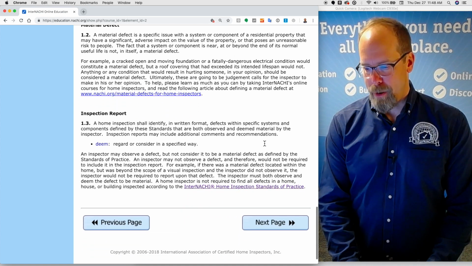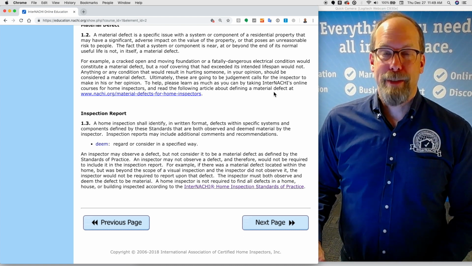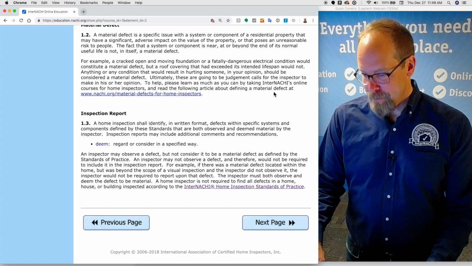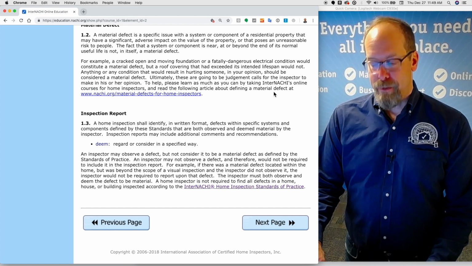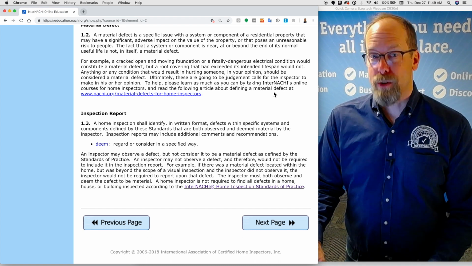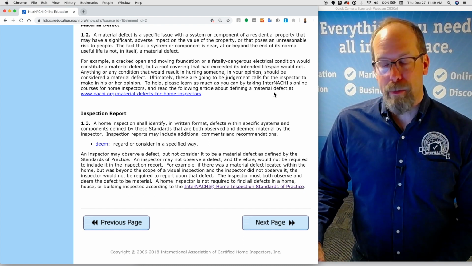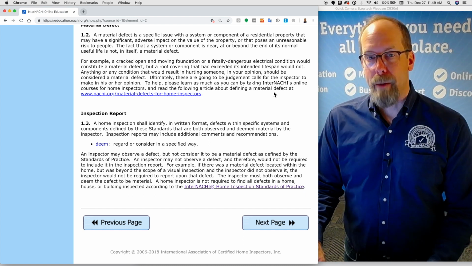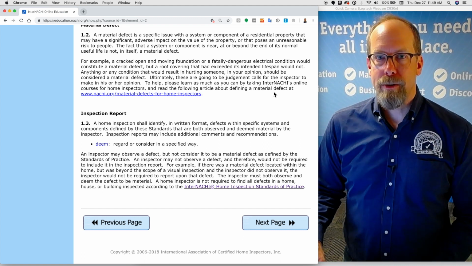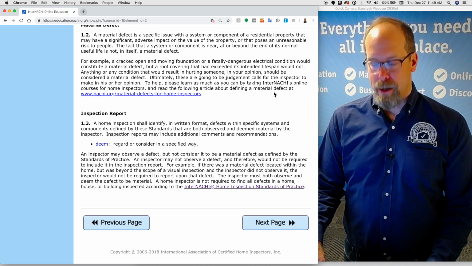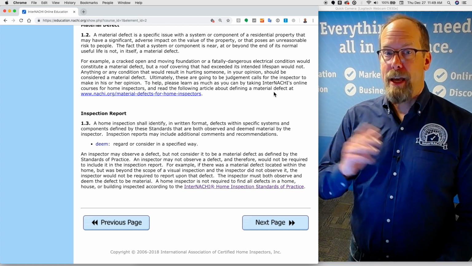Let's go to the home inspection report. Home inspection report is defined by the standards of practice. A home inspection shall identify in written format defects within specific systems and components defined by these standards that are both observed and deemed to be material by the inspector. Inspection reports may include additional comments and recommendations. And deem is a term that we use. It simply means regard or consider in a specified way. I deem that to be unsafe.